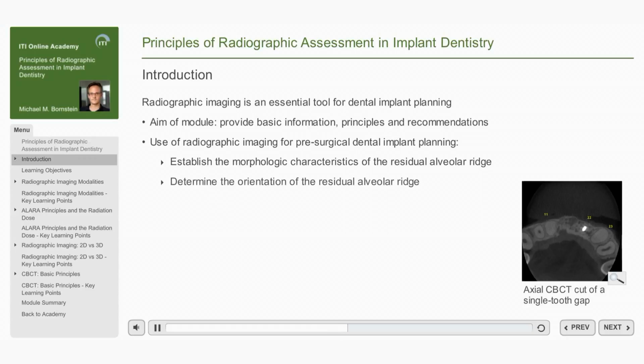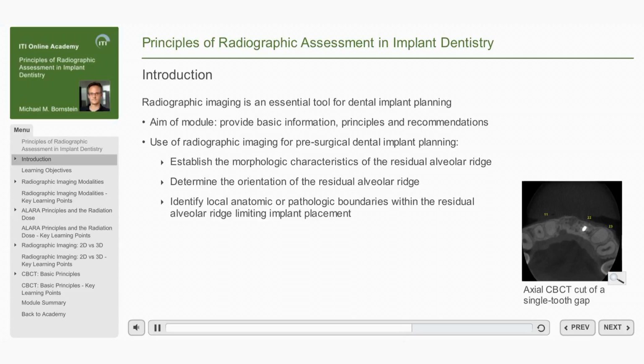To determine the orientation of the residual alveolar ridge. This step focuses on the alignment of the implant fixture with respect to the prosthetic plan. To identify local anatomic or pathologic boundaries within the residual alveolar ridge that limit implant placement.